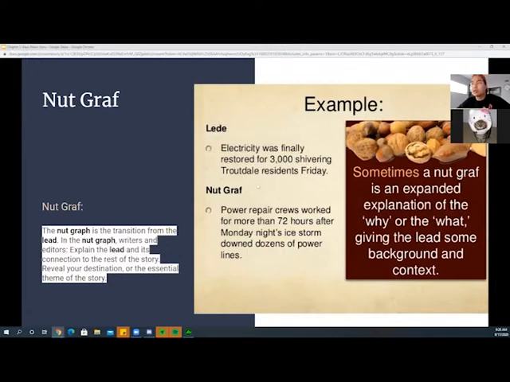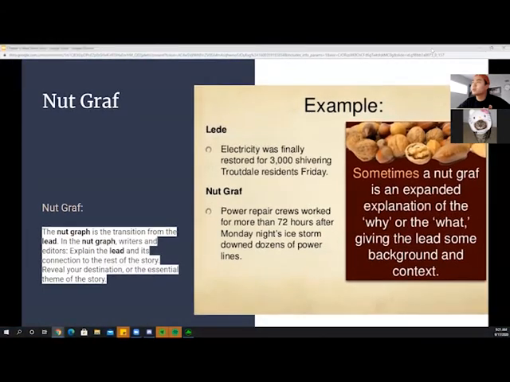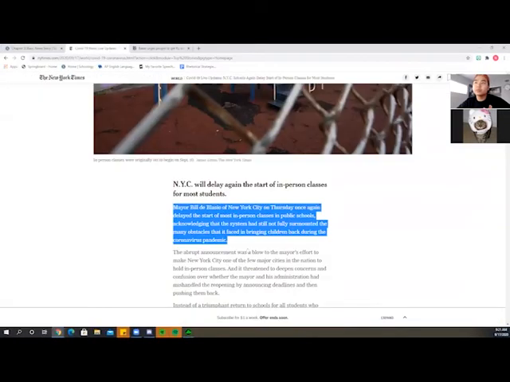And then when we get to the nut graph, it expands and gives us the why and the what. Power repair crews worked for more than 72 hours after Monday night's ice storm downed dozens of power lines. If we look at the real life examples, like the random articles we chose.